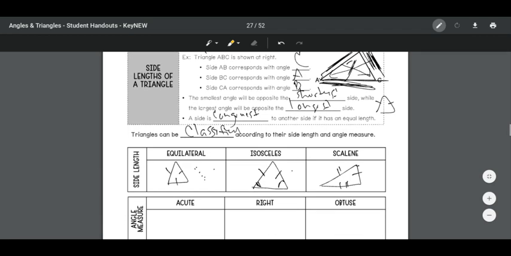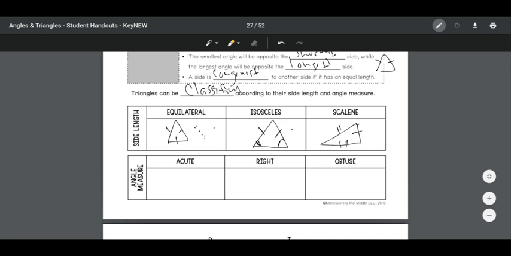Okay, and then you can name the triangle according to its angle measures too.